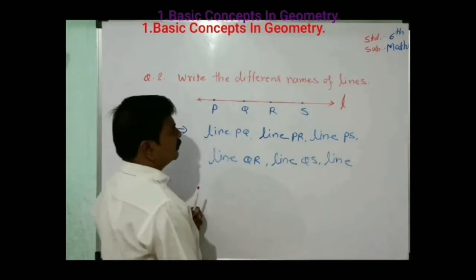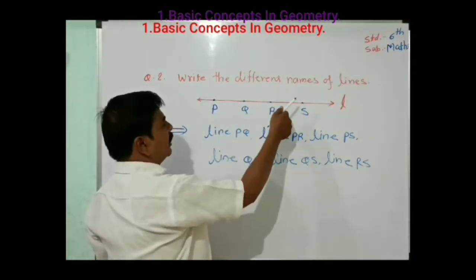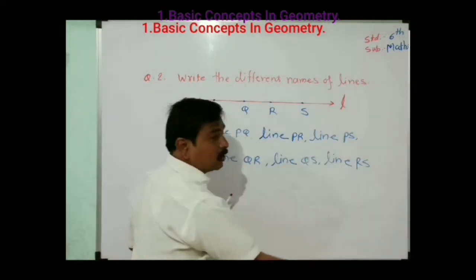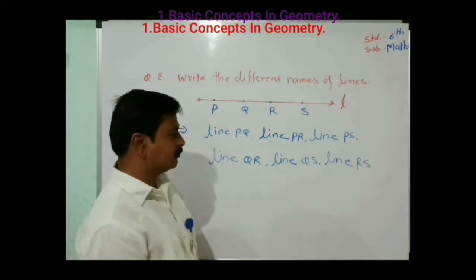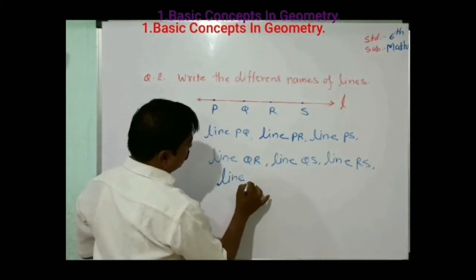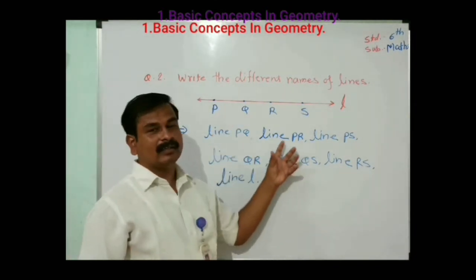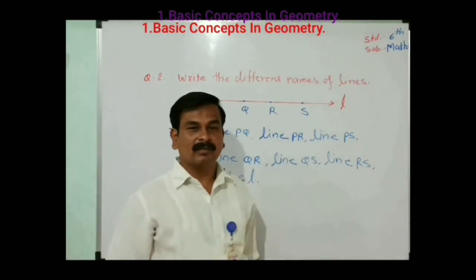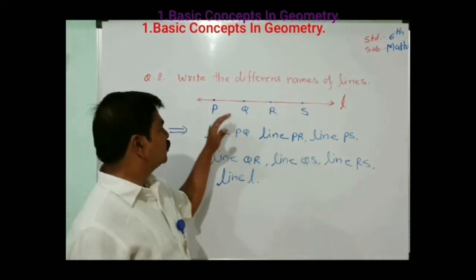Start from R. Line RS or line SR, line SQ, line SP, and you can also write the name of this line by using a single small letter, that is line L. Means it has different names, but the line is only one. You can call this line by any one name.